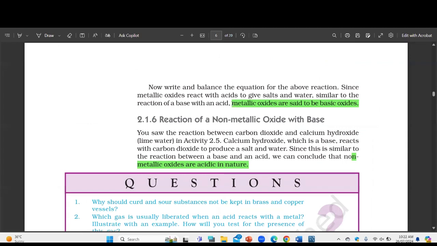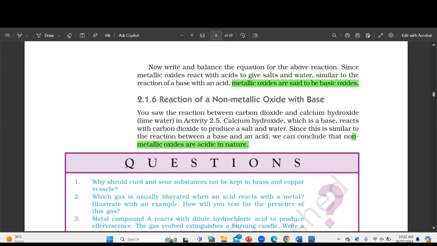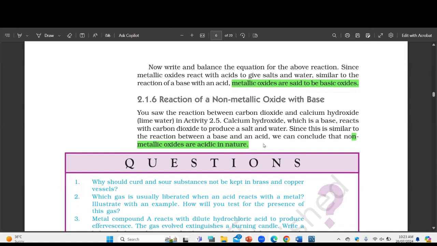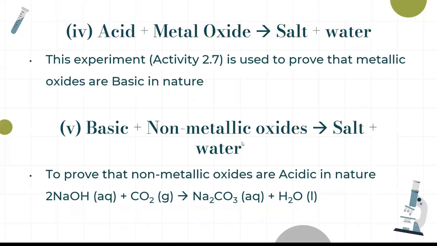And similarly, non-metallic oxides can be said to be acidic in nature. Similar to the way that we proved metallic oxides are basic oxides, we can also prove in a similar way that non-metallic oxides are acidic in nature, because of the similar kind of reaction in which a base reacts with an acid to form salt and water. As an example, you can provide this reaction, which is sodium hydroxide reacting with carbon dioxide, a non-metallic oxide, to form a salt, sodium carbonate, and water.